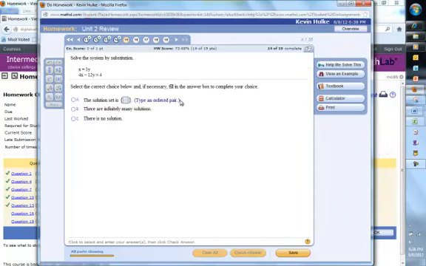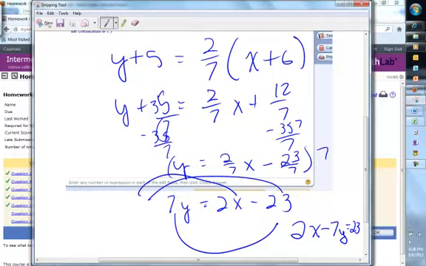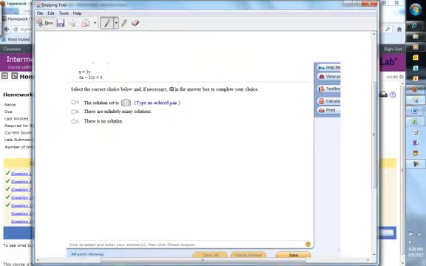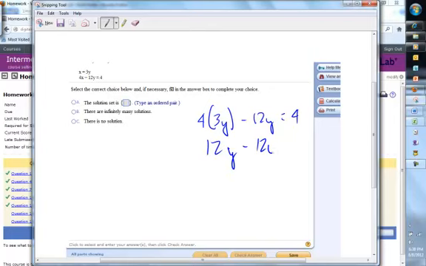Number 15. Solve the system by substitution. All right, so wherever we see x, we write 3y. Then 3y minus 12y equals 4, so 12y minus 12y equals 4. 0 equals 4. There is no solution.